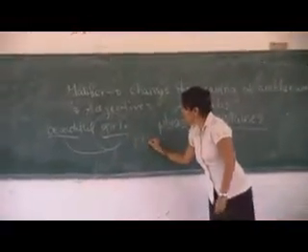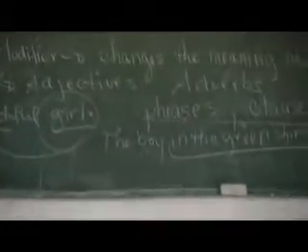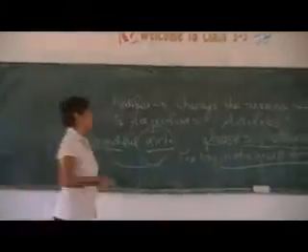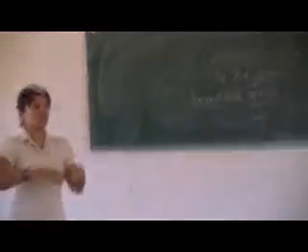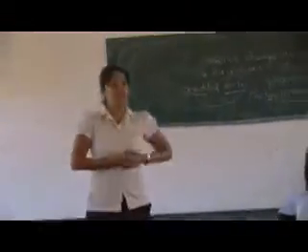So if I say, the boy in the green shirt is my cousin, what is your modifier? Cliff, what is giving you more information here? In the green shirt. Exactly. In the green shirt, it's giving you more information. That is your modifier. It is giving you information on what? On the boy. Very good. So in the green shirt, it's giving you information on the word boy. It is modifying, it is changing the meaning, and that is a phrase.